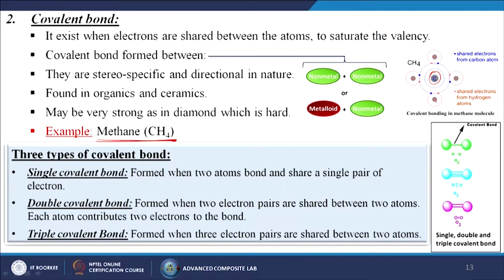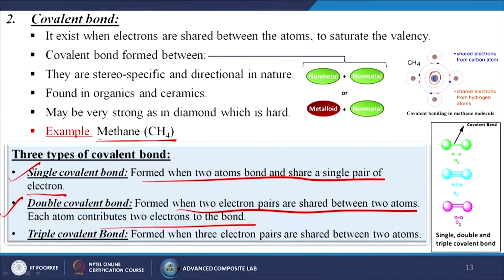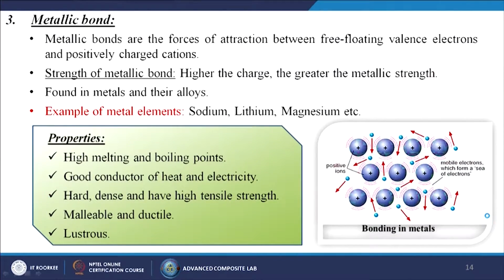There are three types of covalent bonds. First one is called the single covalent bond, formed when two atoms bond and share a single pair of electrons. Next, the double covalent bond, formed when two electron pairs are shared between two atoms. Each atom contributes 2 electrons to the bond. And the third one is the triple covalent bond, formed when 3 electron pairs are shared between two atoms. Now we are going to discuss the metallic bond. Metallic bonds are the forces of attraction between free floating valence electrons and positively charged cations.